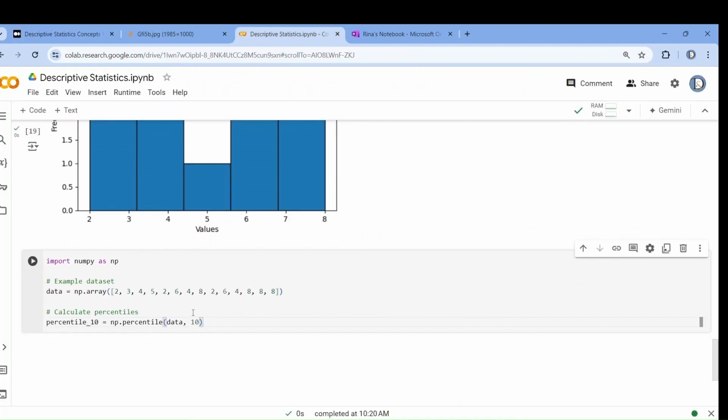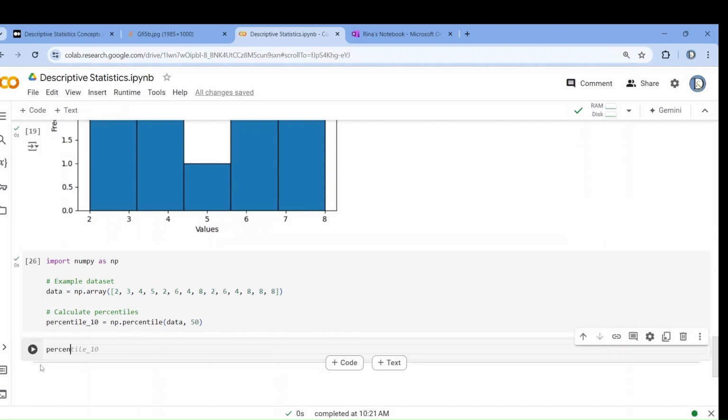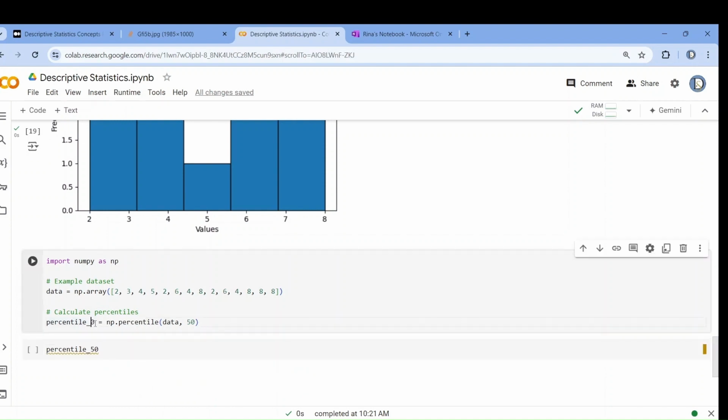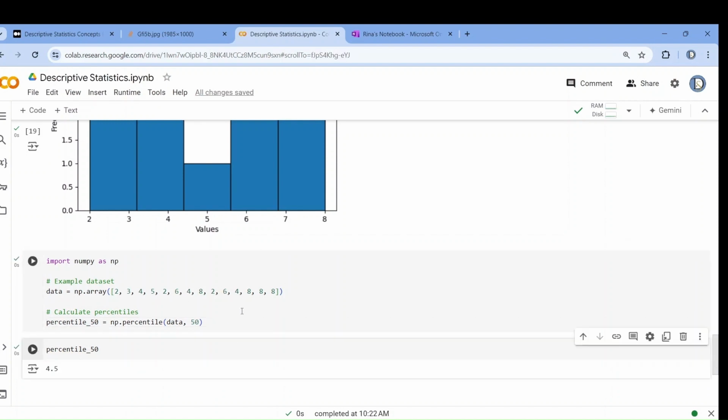See, this is the data set, and if I want to calculate 50 percentile, that is the median of the data set, let me print this percentile 50, make it 50, because I am calculating the median. So it will give me the median of the data set. Okay, so 4.5 is the median of the data set. So I can say that 50% values of this data set are below 4.5.